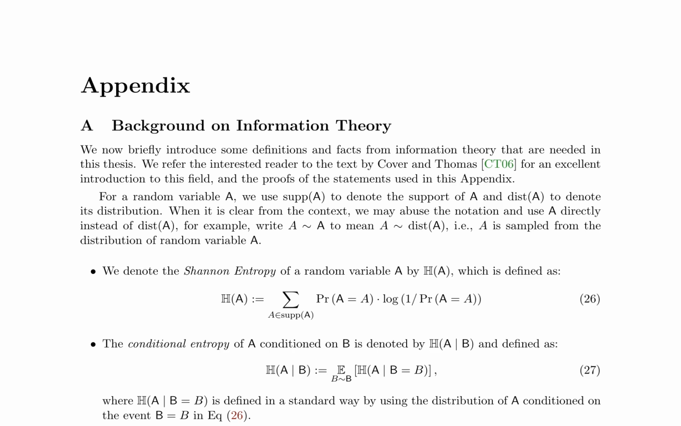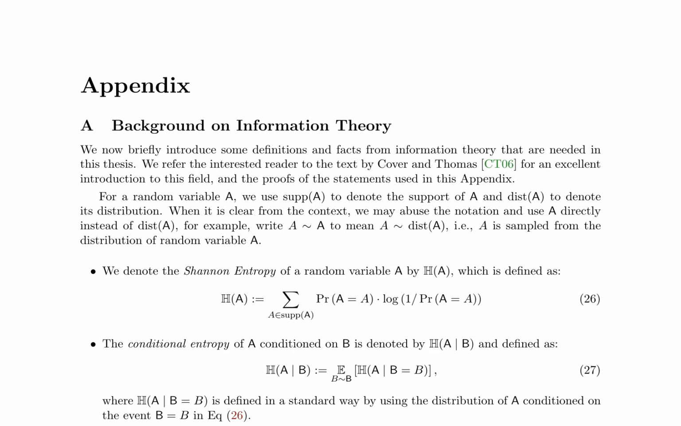The conditional entropy of A conditioned on B, H(A|B), is the expected value of H(A|B = b) over the distribution of B. Mutual information between A and B, I(A;B), quantifies the amount of information A contains about B and is defined as H(A) - H(A|B), which equals H(B) - H(B|A). Conditional mutual information, I(A;B|C), is defined as H(A|C) - H(A|B,C).